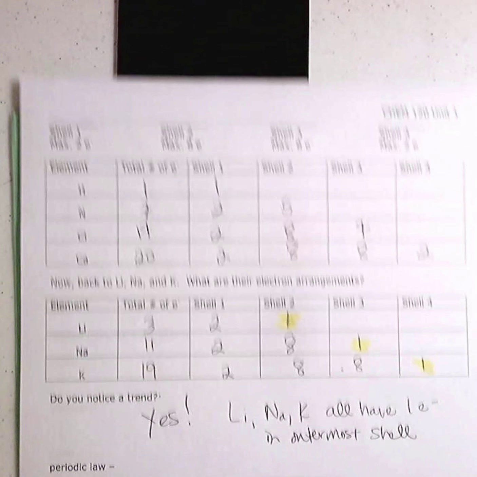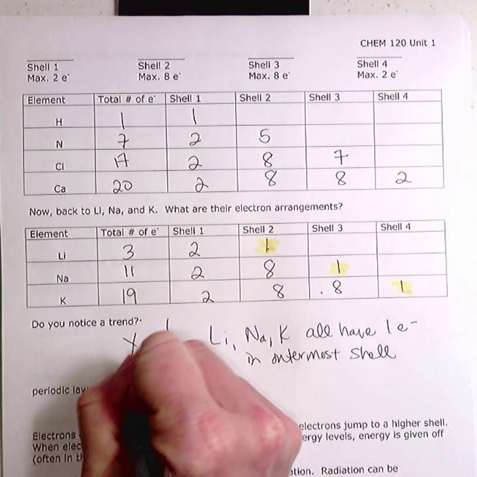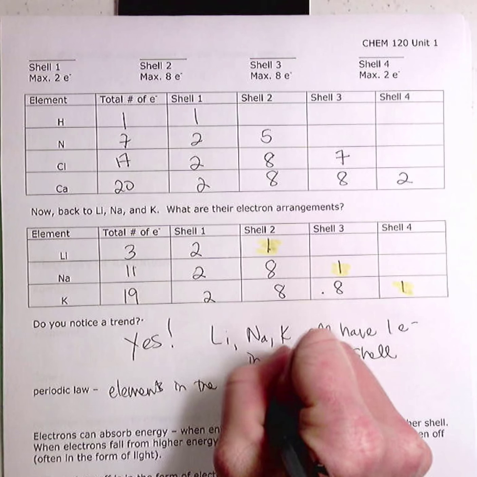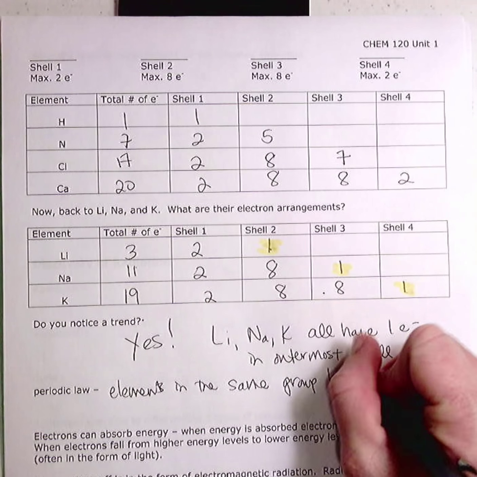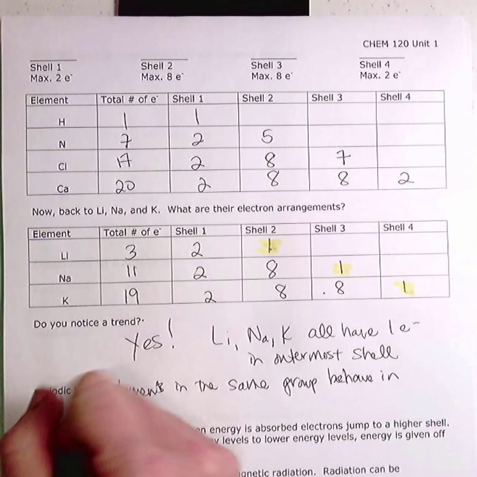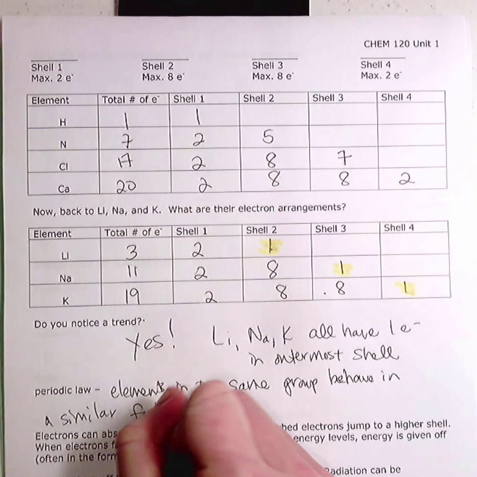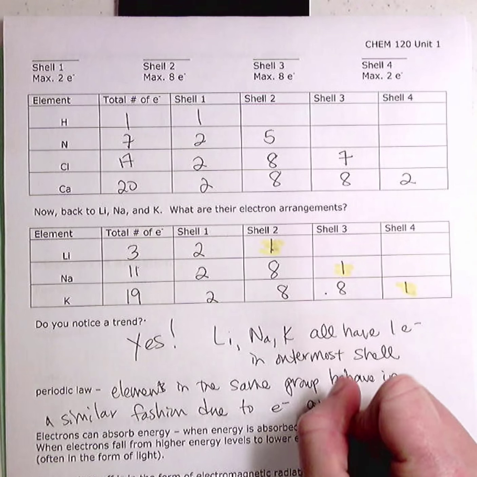So this brings us to the periodic law. Elements in the same group behave in a similar fashion due to electron arrangement.